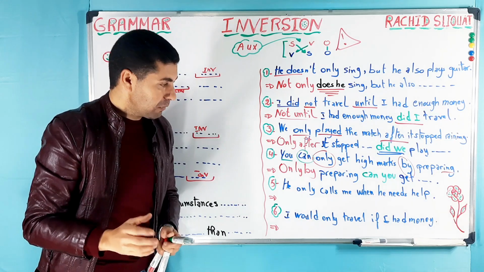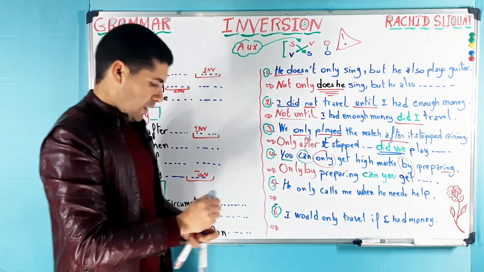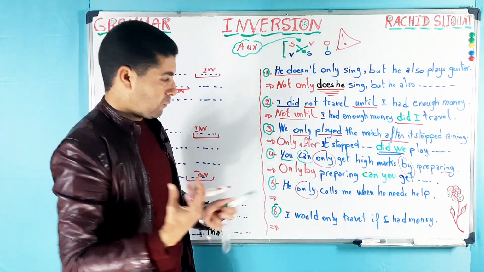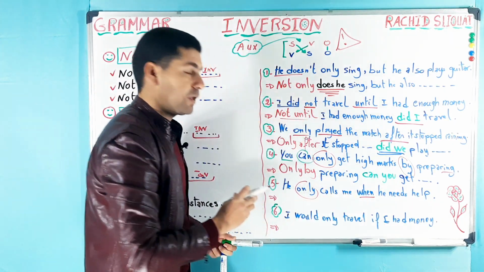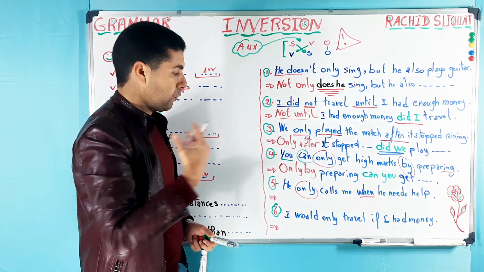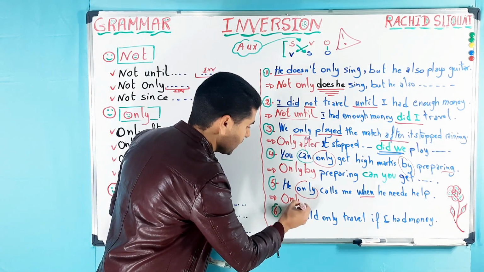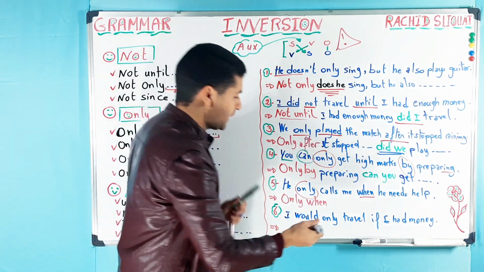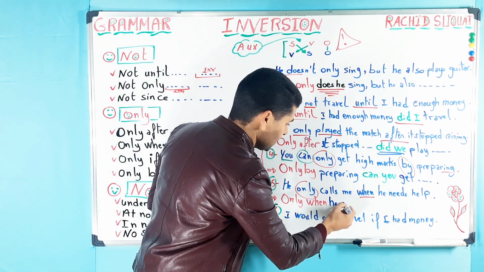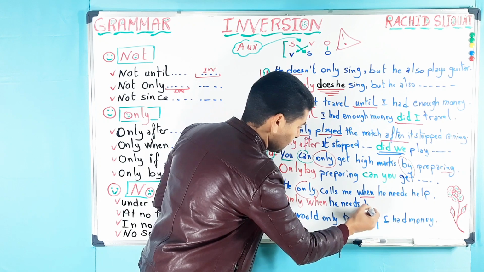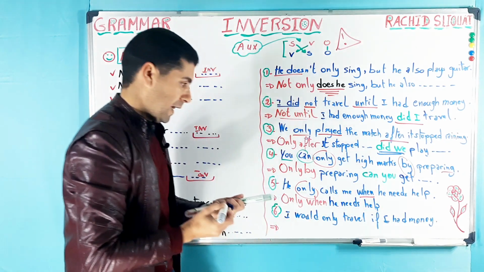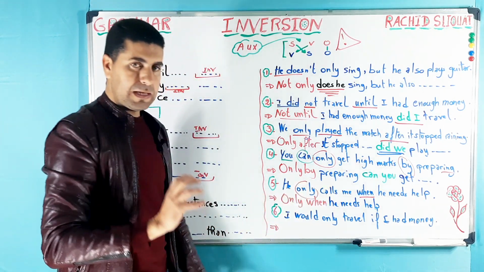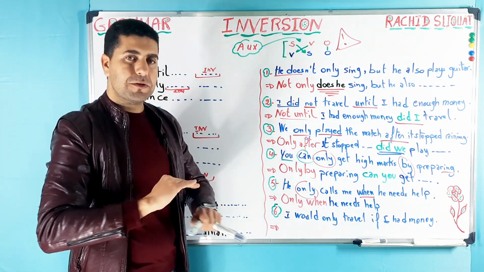He only calls me when he needs help. He only calls me when he needs help. Here again, we have only and we have when. So the expression is only when. Only when he needs help. Only when he needs help. Here we have he calls, and this is the present simple.